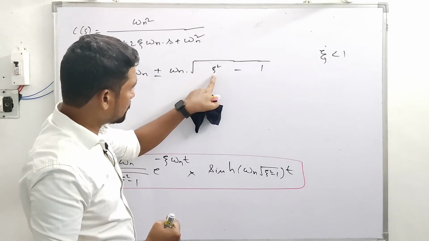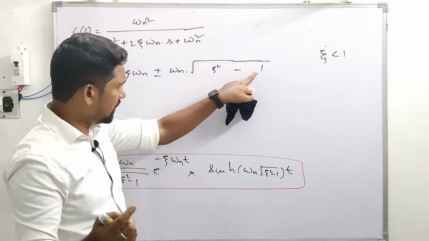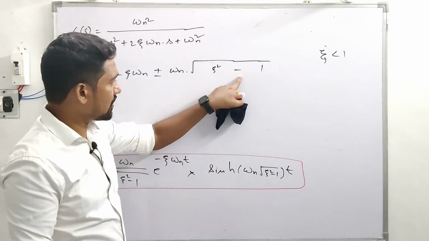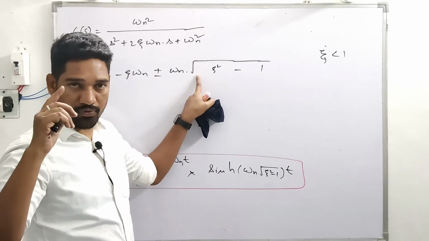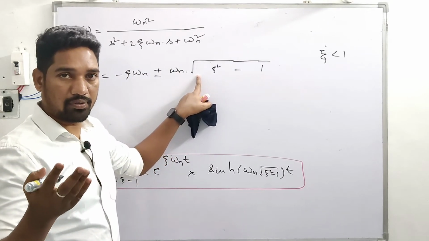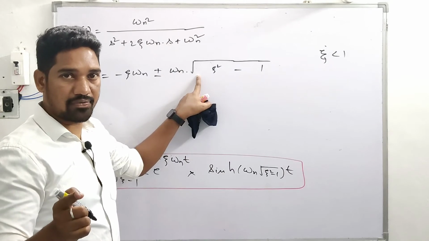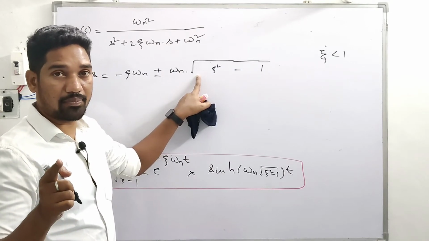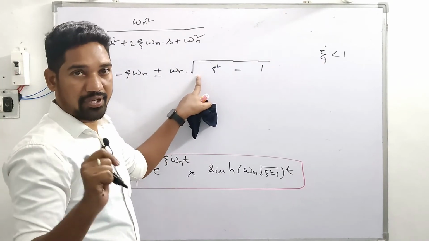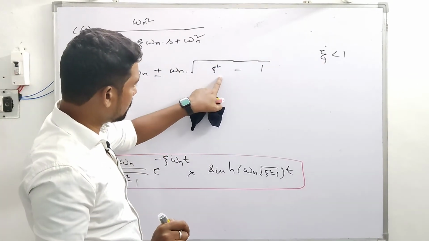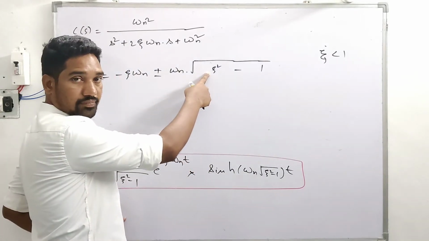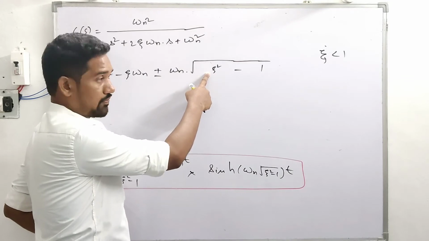All right, one thing, if you have a calculator in your hands, put me on pause. Plug in the value of zeta to be 0.9, the very previous value, 0.9 whole square minus 1 under root. If your calculator is in imaginary mode, you'll have a j term, or else if you are not in imaginary mode, your calculator will show math error. Check that one. All right, so we need to take out that j in the beginning itself.